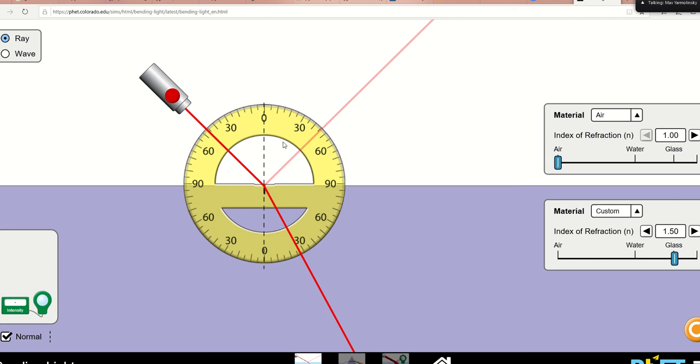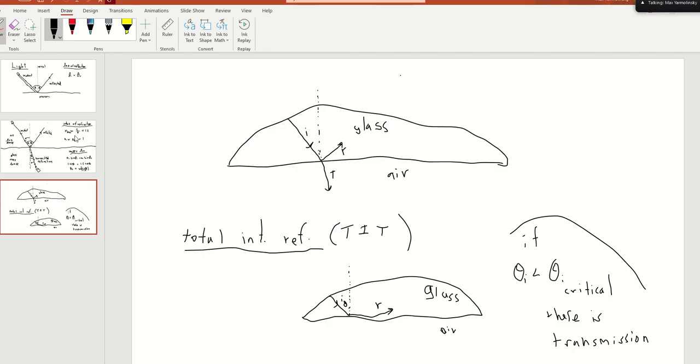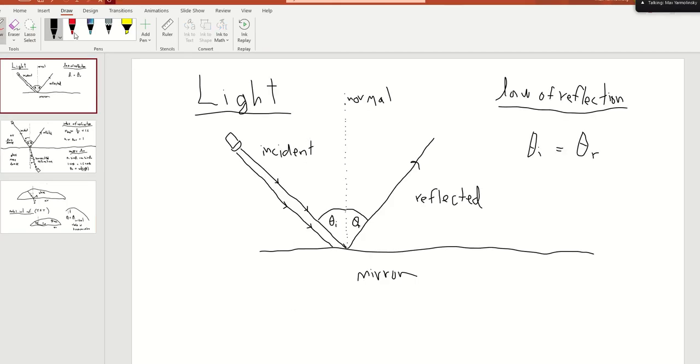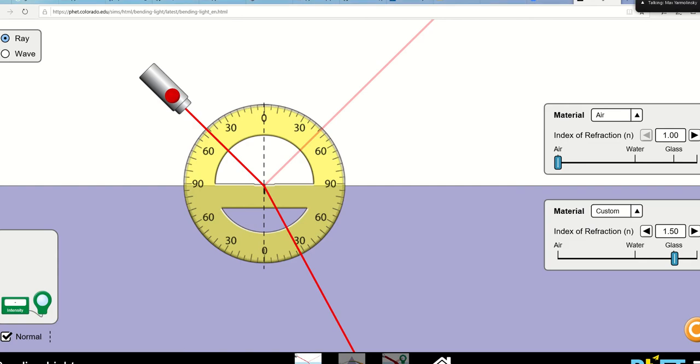So what you would do at this point in part one is write down theta I is equal to 46 degrees and theta R is 46 degrees. So we verified part one. We want to verify that these two angles are equal, and we found that indeed theta I was 46 degrees and theta R was also 46 degrees. You do that a couple times.